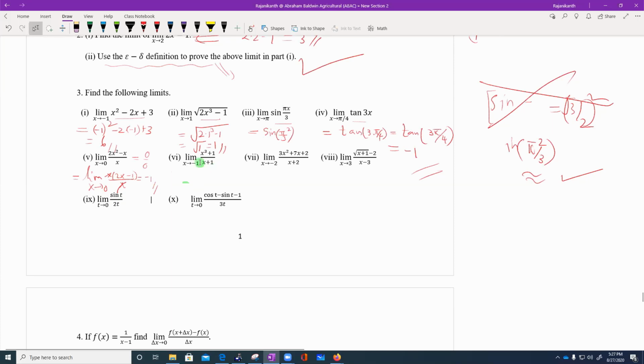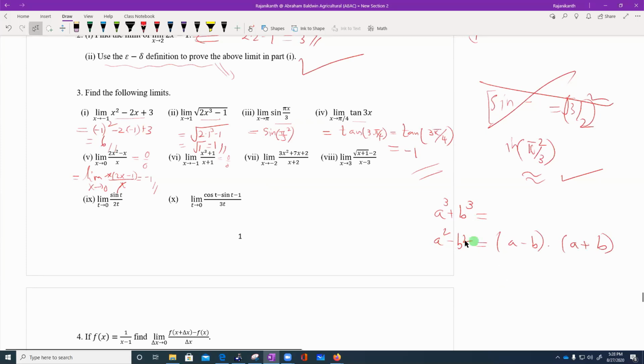Okay, again, number 6, giving trouble. If you're plugging -1 right away, you get again 0/0, right? Do you remember how to factorize a cube plus b cube? Recall high school. How do you factorize a squared minus b squared? Difference of squares, how do you factor? a minus b times a plus b. Do you remember?